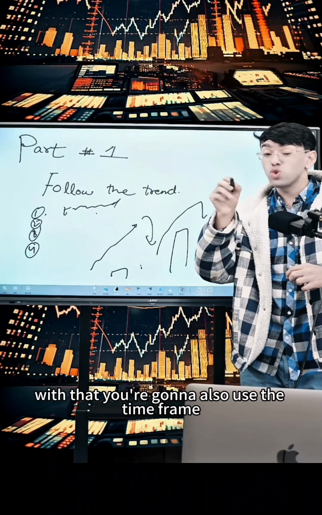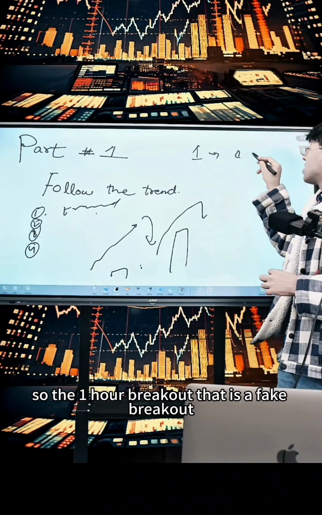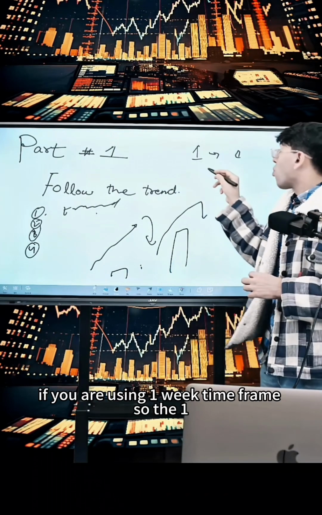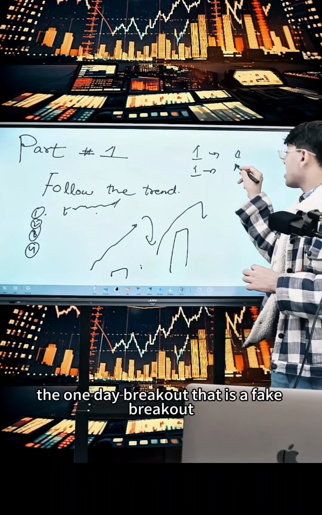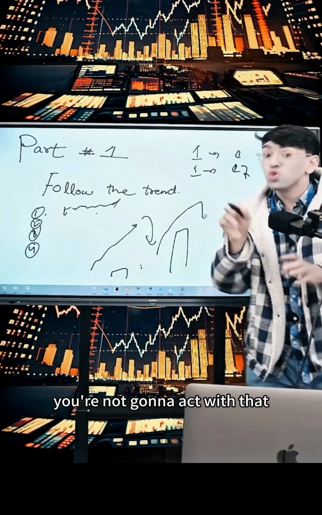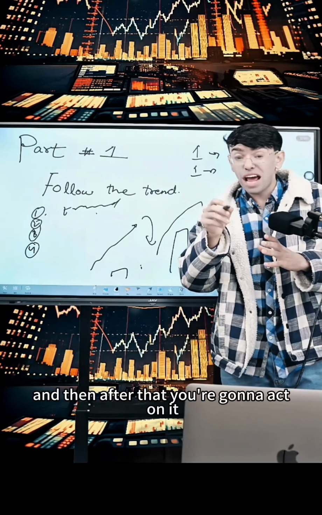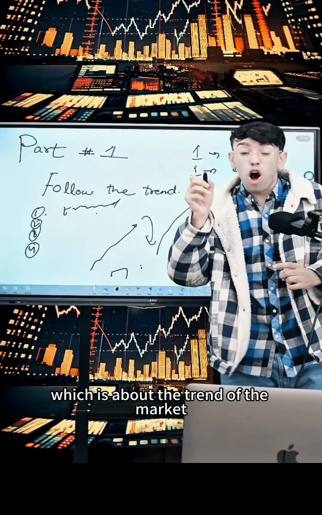With that, you're also going to use the time frame. If you are using the 1 day time frame, then a 1 hour breakout is a fake breakout. If you are using the 1 week time frame, then in this time frame a 1 day breakout is a fake breakout. You're not going to act on that. After several breakouts, you can consider it a real breakout, and then after that, you can act on it. So this was our part 1, which is about the trend of the market.